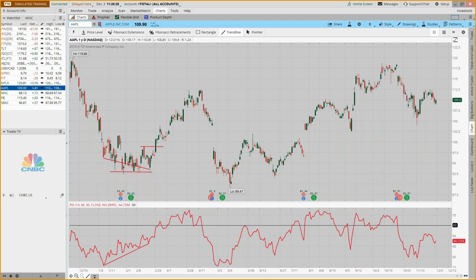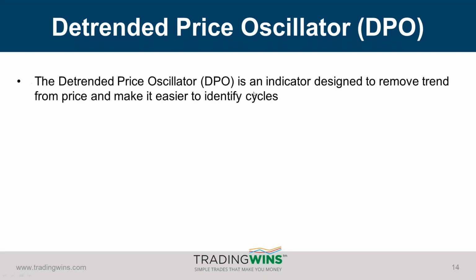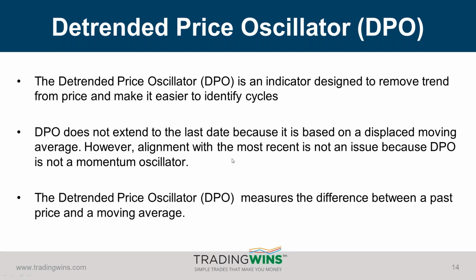All right, we have one more, and that is the Detrended Price Oscillator, otherwise known as DPO. Again, not a very popular one. But what it's designed to do is remove trend from price and make it easier to identify cycles. Most of you might not find this too useful, but I'll share it with you anyway. It uses a displaced moving average, and it's not a momentum oscillator. That's what you really need to know. What it really measures is the difference between a past price and a moving average.